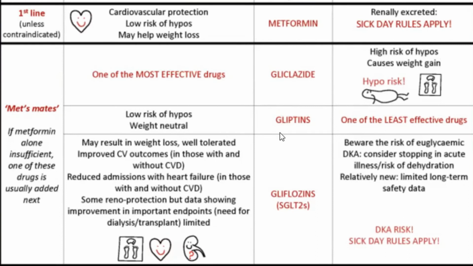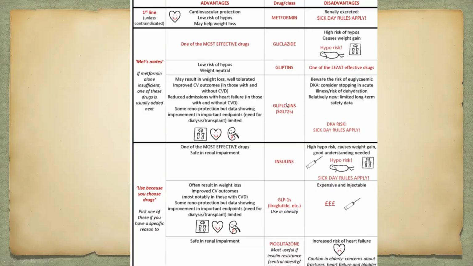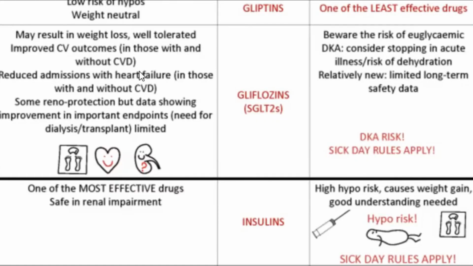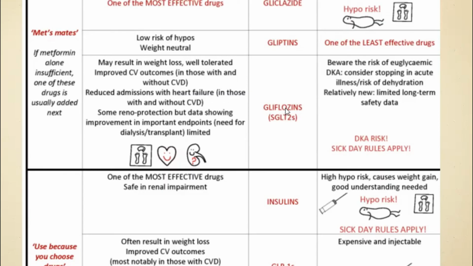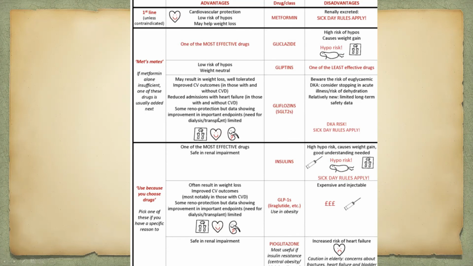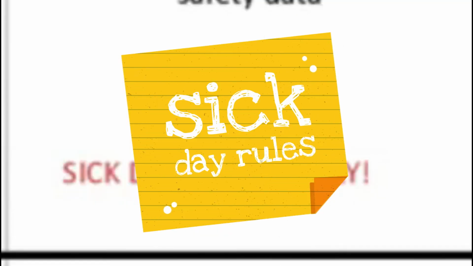Gliptins have a low risk of hypos, but they are one of the least effective drugs. And the gliflozins may result in weight loss and are well tolerated. It's better in patients who have cardiovascular problems, shown to reduce admissions if they have heart failure. And there's also some renal protection as well, but we need to be aware of the risk of euglycemic ketoacidosis. Obviously, with all the medications, we need to give the patient advice about sick day rules.